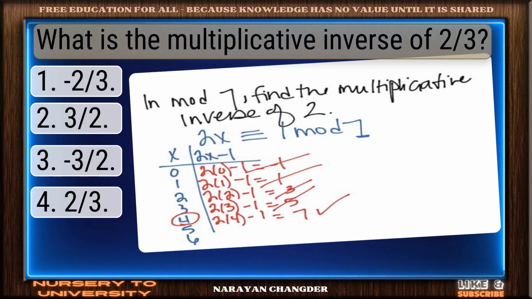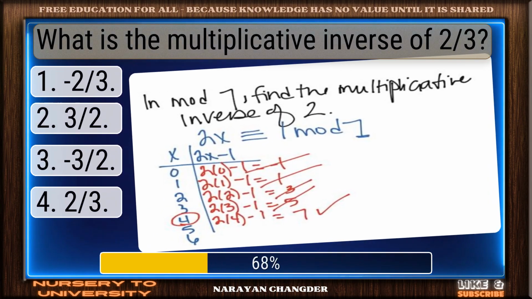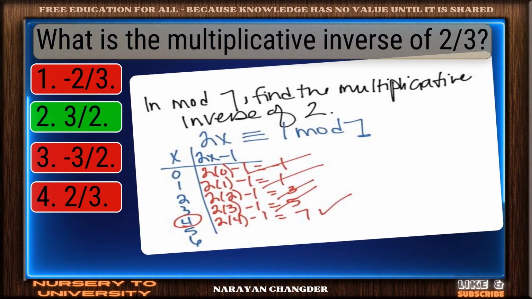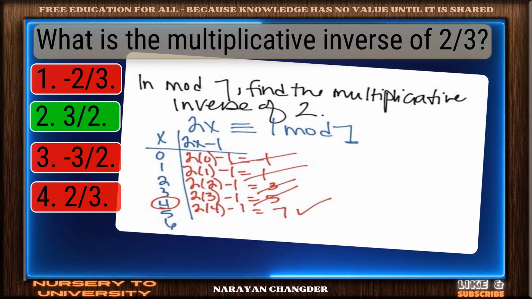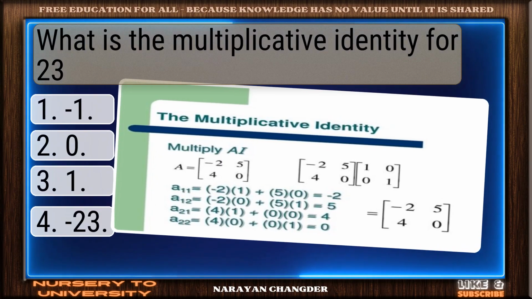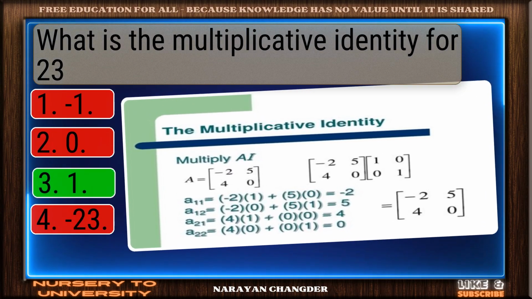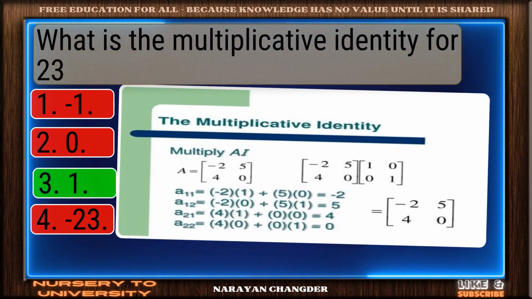Question number 3. What is the multiplicative inverse of 2 by 3? Nice work. You chose 3 by 2, and it is correct. Question number 4. What is the multiplicative identity for 2/3? Sharp thinking. 1 is the right choice.